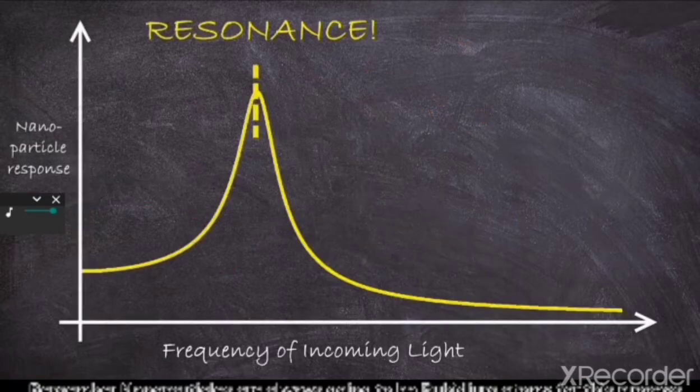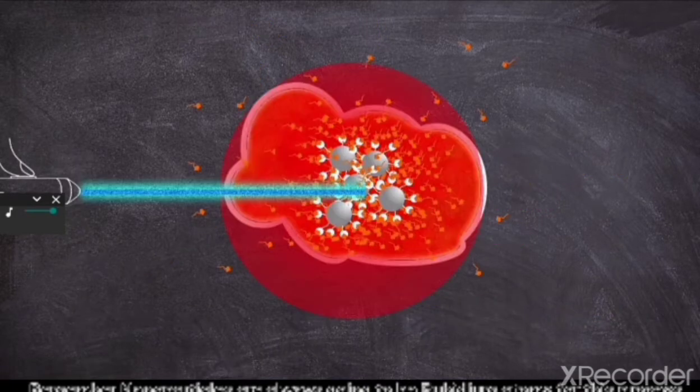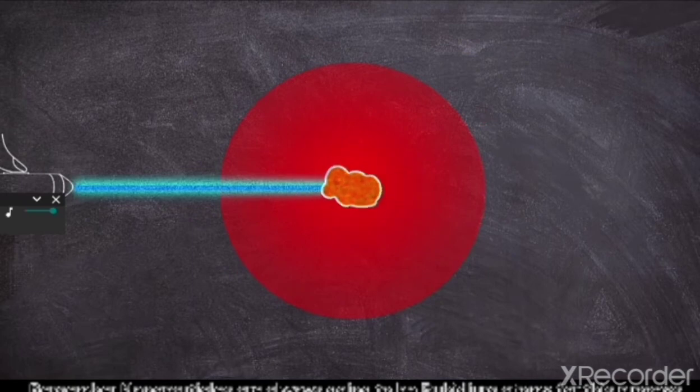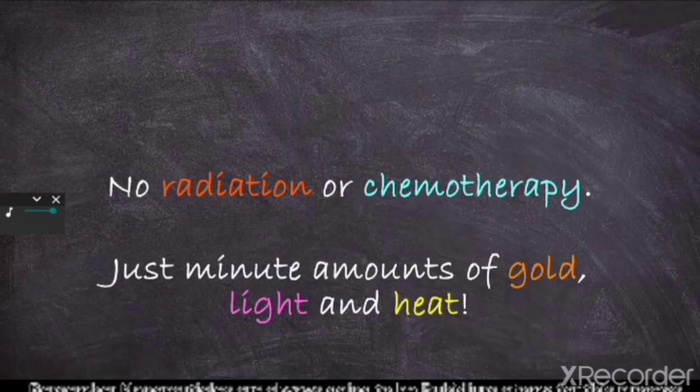if the nanoparticles have their plasmonic resonance in that same range, they will start to boost absorption and become very, very hot. Thus, even though the laser is weak and harmless, and even though the tissue is largely transparent to it, you're going to get localized burning of the tumor tissue. No radiation, no chemotherapy, just microscopic flecks of gold, a little light, and heat.